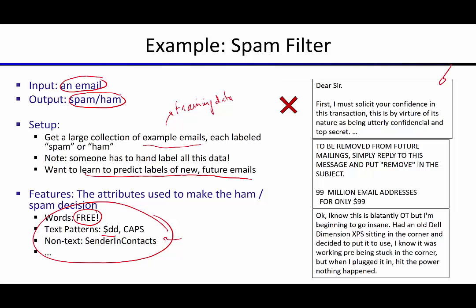Next one. To be removed from future mailing, simply reply to this message and put remove in the subject. 99 million email addresses for only $99. Spam or ham? Pretty good deal, though. Maybe you want the deal. Well, maybe not.